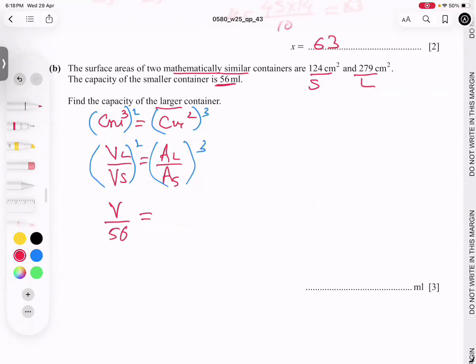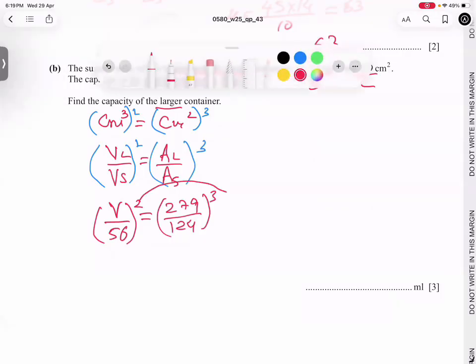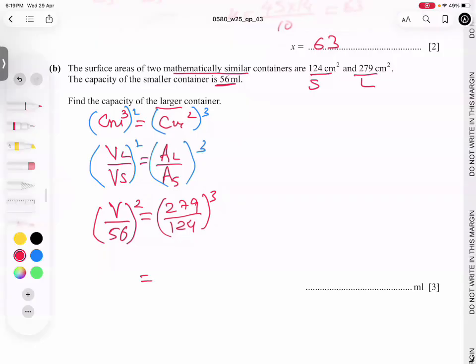It is the larger one, 279 over 124, and power 2 on this side and power 3 on this side. And now this power 2 goes there. It becomes a square root. So we can write like this. Inside, no changes. I'm just writing it before. So students, 279 divided by 124. And take the power of 3 of this.